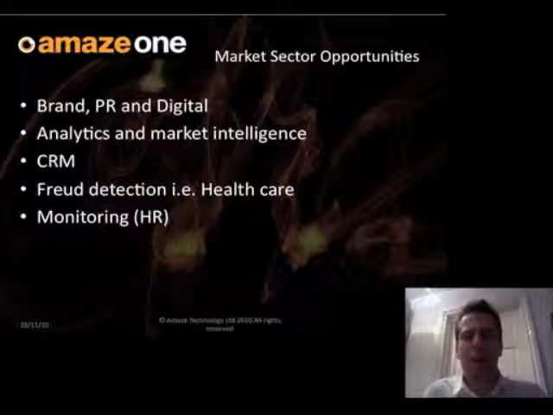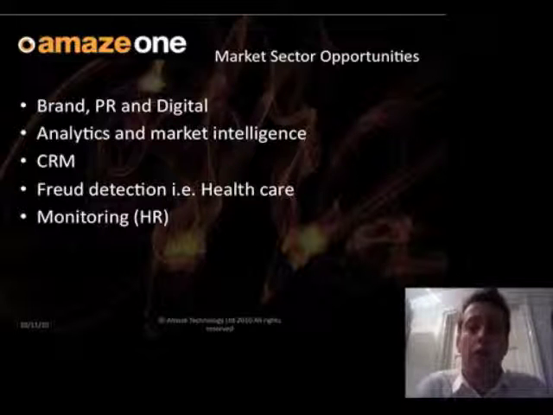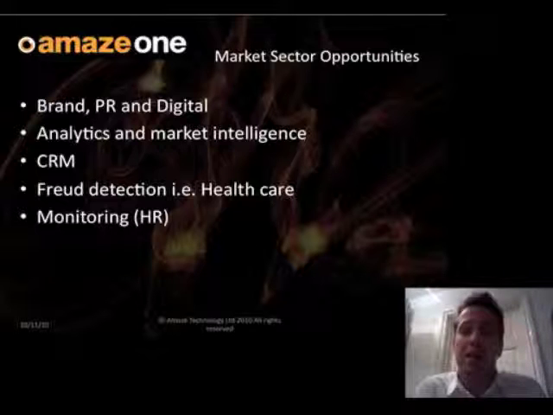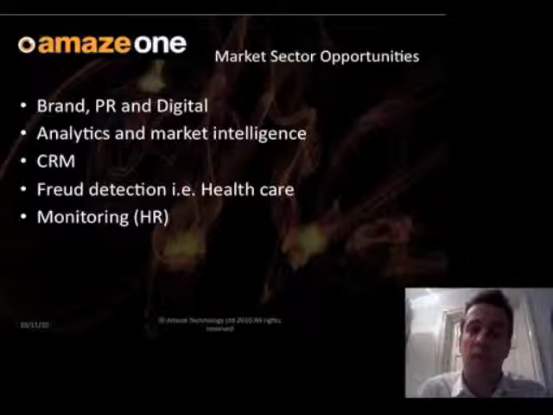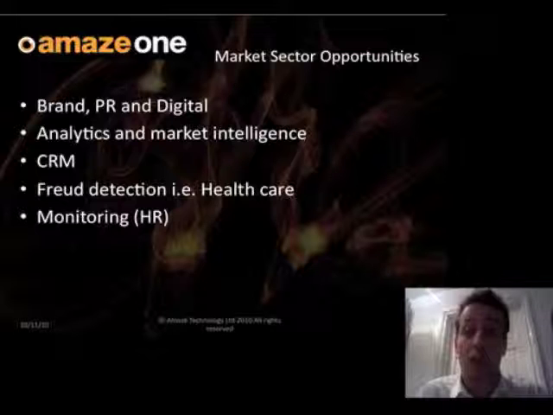So in terms of market sector opportunities, there's huge amounts of them. Obviously there's brand, PR and digital, which is a space that we generally operate in on a day-to-day basis. But then you start looking at analytics around the market and intelligence around the market, and then you can say, well, actually, how does that fit with CRM? How can we provide plugins to CRM platforms into our cloud that effectively will access all this functionality?